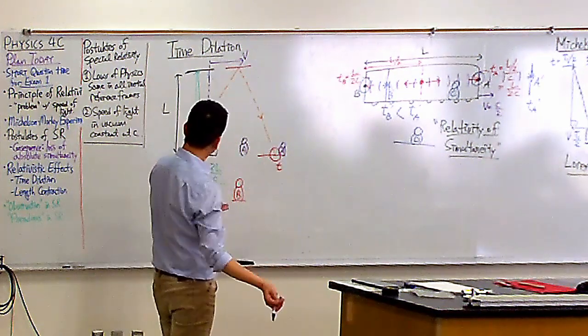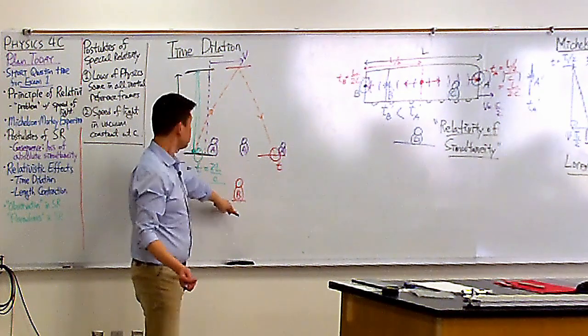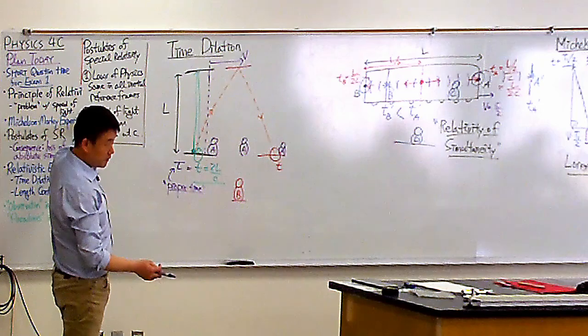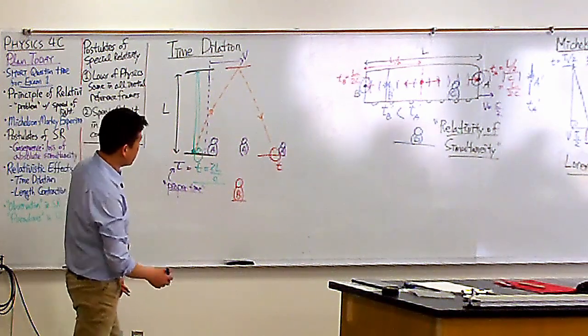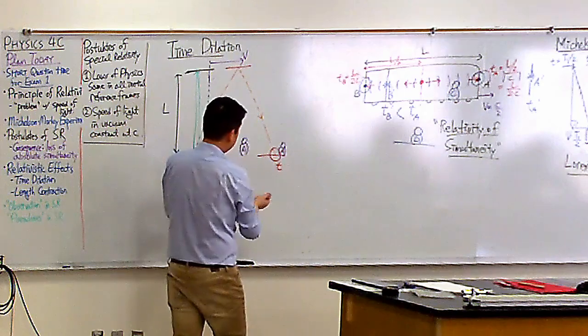And how fast is light moving for observer B? C. Yeah, C, because that's the second postulate of special relativity. So I can calculate how much time this is. Let's do that and see how much that actually is.